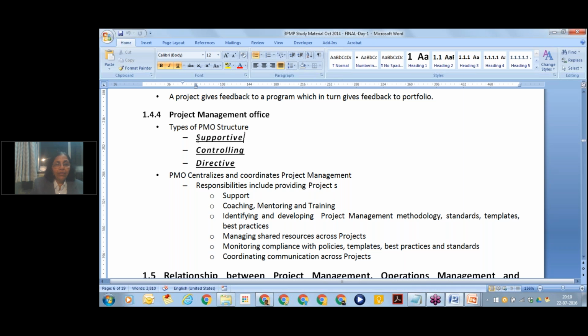Now when I said the PMO can be supportive, the PMO can be controlling, and the PMO can be directive, am I saying that there should be 3 PMOs? Absolutely no reason. The same PMO can be supportive sometimes when they're creating those templates for you, when they're guiding you, when they're mentoring you, when they're solving your problems. They're supportive PMO. When they're checking whether you comply, whether you conform, they're controlling PMOs. When they're monitoring your every step, they're directive PMOs. So it's not that there are 3 different PMOs, their roles are different. So same PMO can play these 3 different roles.